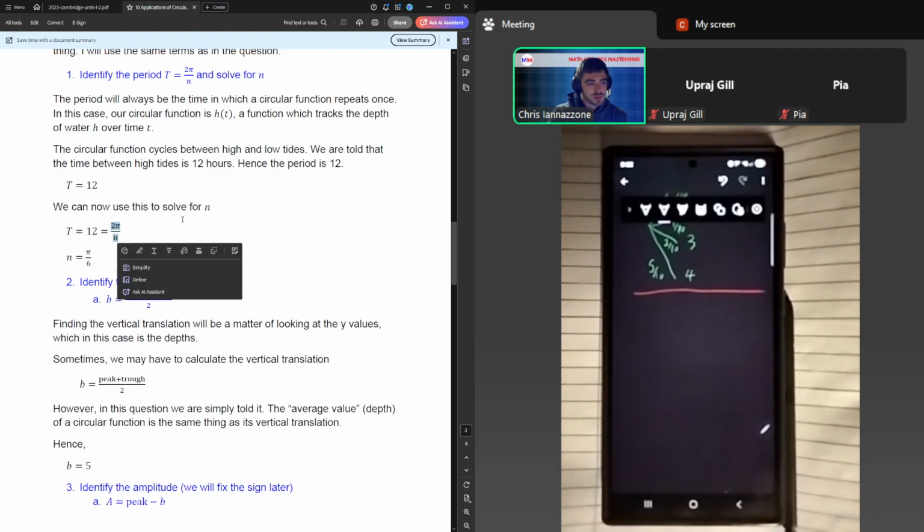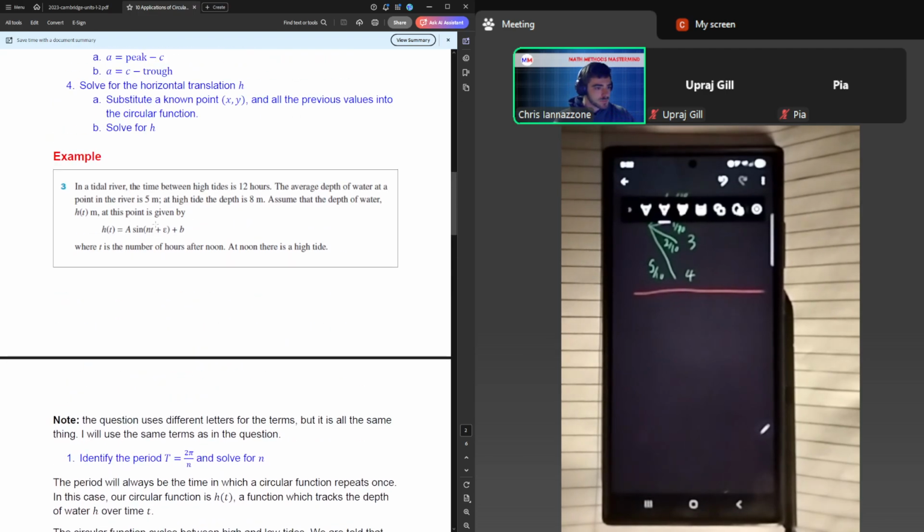We also know the period is 2 pi divided by n, and therefore 12 equals 2 pi divided by n. Rearranging for n gives n equals pi over 6. So we've got one term down.